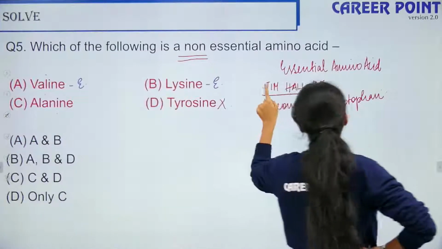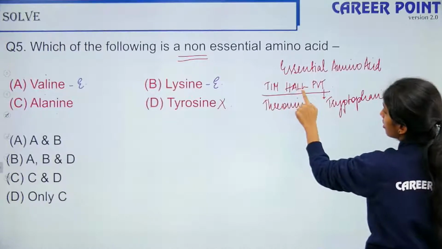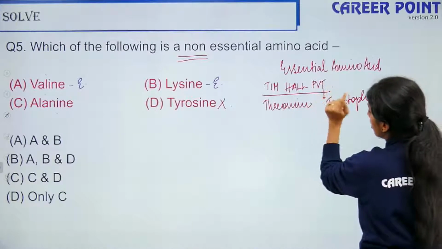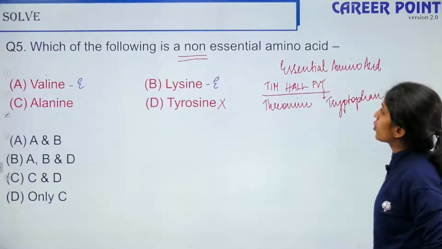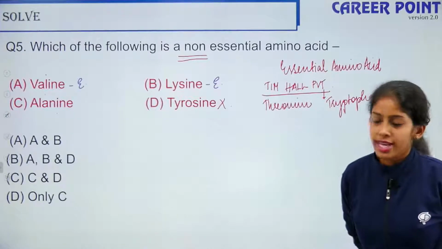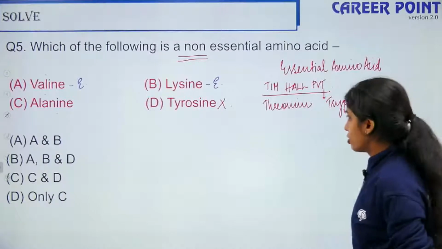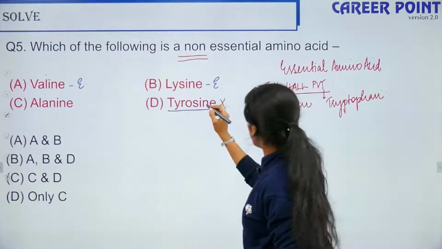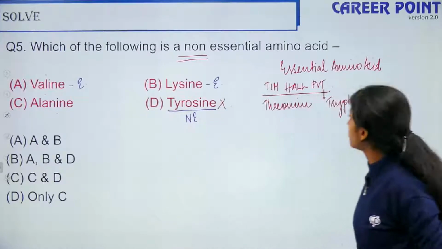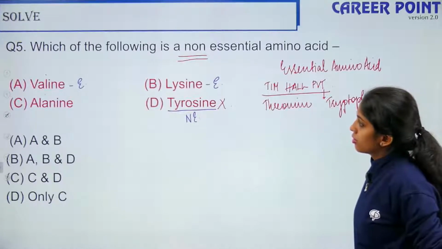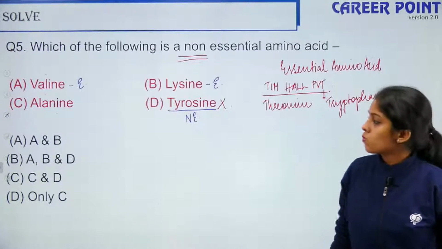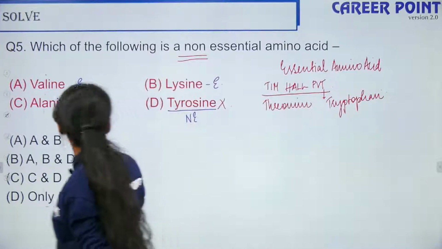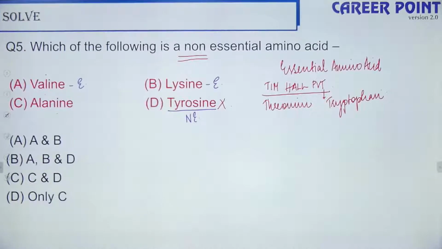So the essential amino acids are threonine, isoleucine, methionine, histidine, leucine, lysine, phenylalanine, valine, tryptophan. So everything is an essential amino acid, right? C and D, okay, so tyrosine is non-essential. Yes, this is non-essential, right? But alanine is your essential amino acid. It is only D that is essential, right? Give me a minute, let me check.